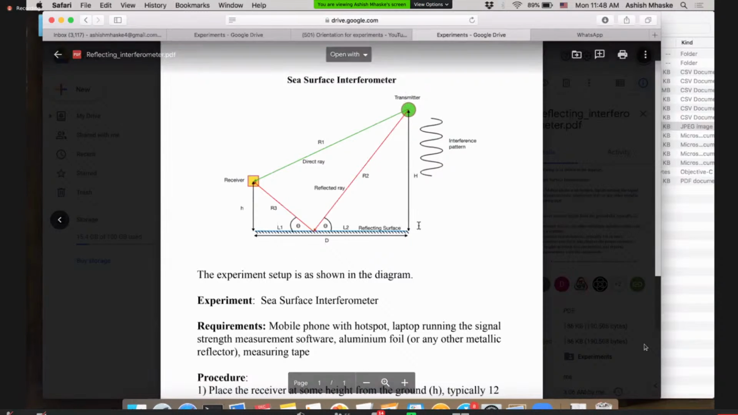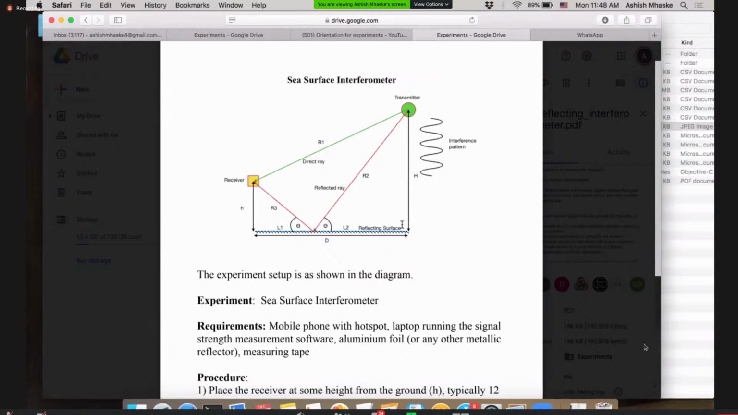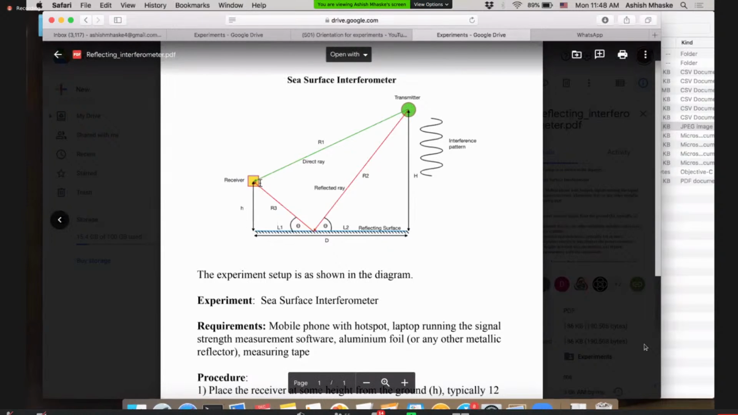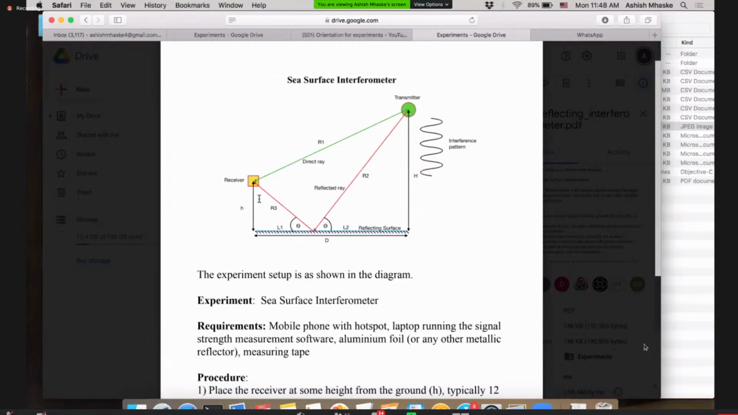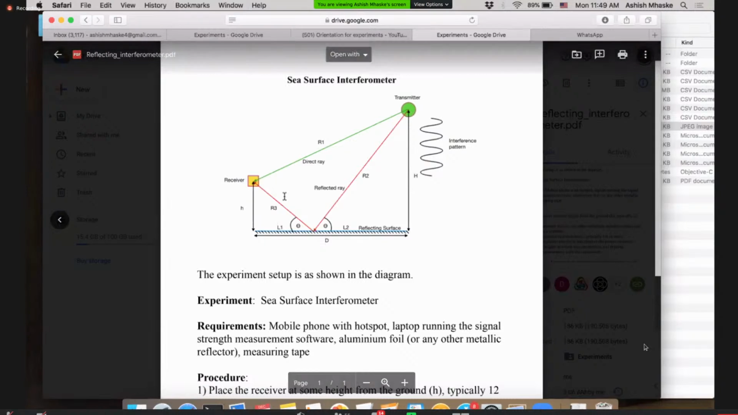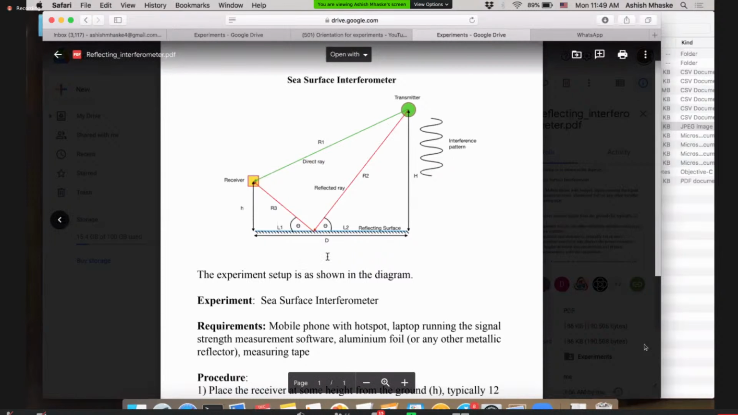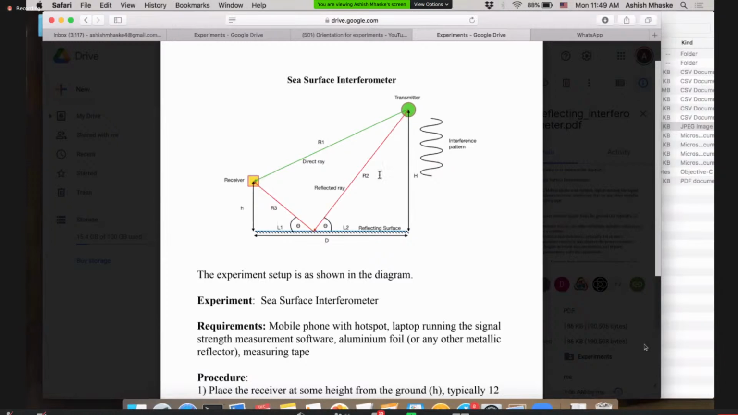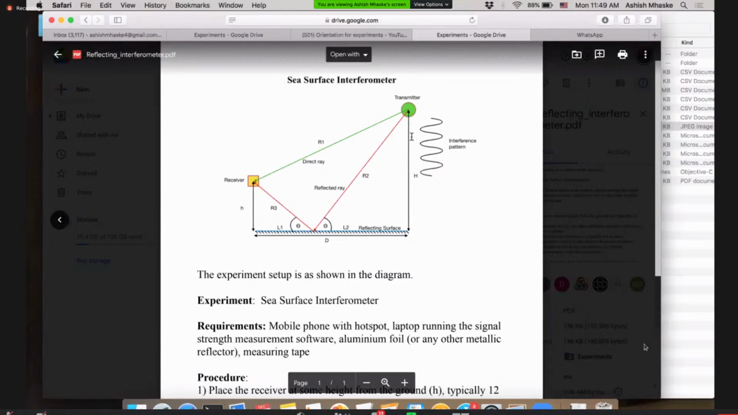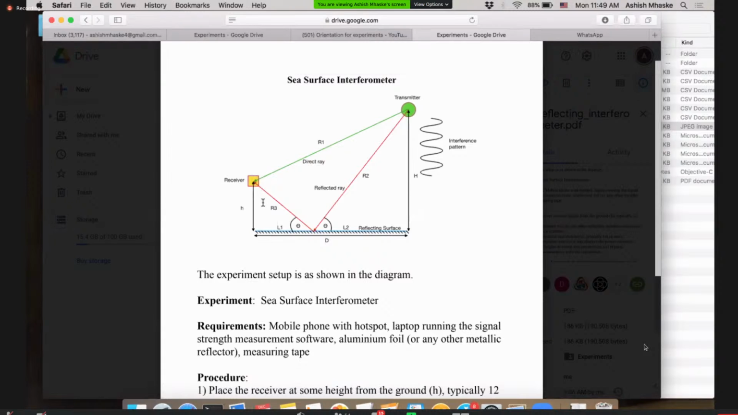You can place a reflecting surface here, something like aluminum foil. There will be one direct path and one reflected path, and when these two signals superimpose, they will create an interference pattern depending on the lengths of these paths. You can derive the path lengths for a given height and distance, and the height at which your laptop is kept.